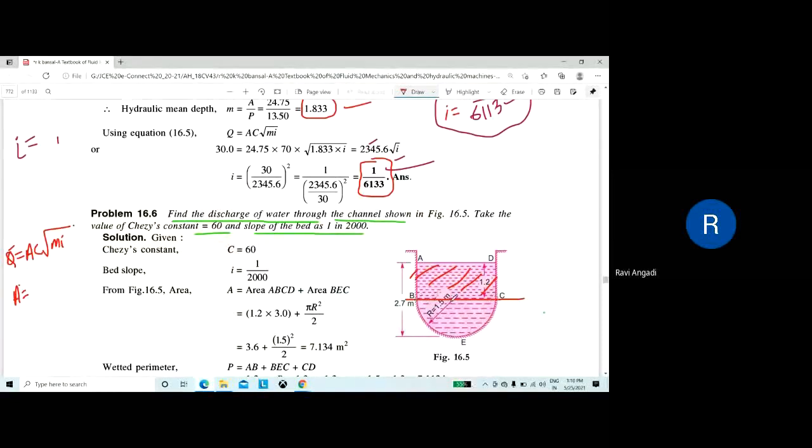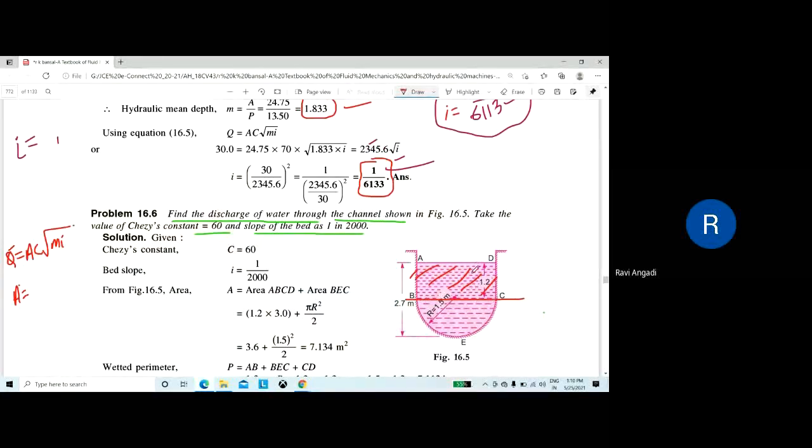What is this one? Is it a radius of the circle, or the diameter of the circle? The radius is given here. How much is the radius? 1.5 meter is given. Then you have to calculate the diameter. The diameter itself becomes the bottom of the rectangular channel section. That will be the width.